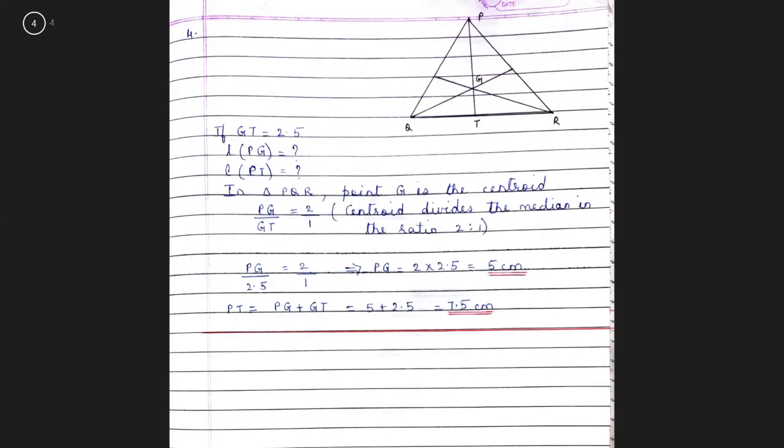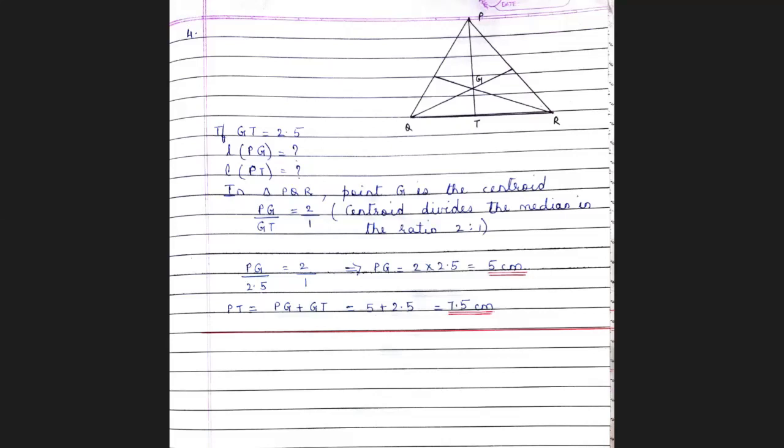Question number 4, you're given a triangle PQR where G is the centroid, that is a point where all the medians meet. So you have been given GT is equal to 2.5. Your question is, you have to find what is PG and what is PT. So in triangle PQR, point G is the centroid. So what is the property we have learned about the centroid? PG upon GT equal to 2 upon 1. The centroid divides the median in the ratio 2:1. That's why PG upon GT equal to 2 upon 1.